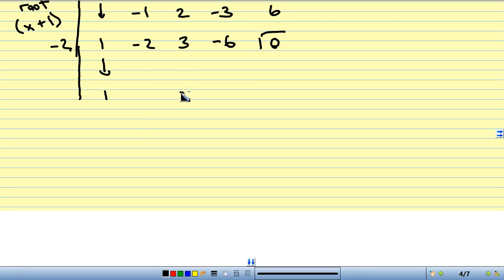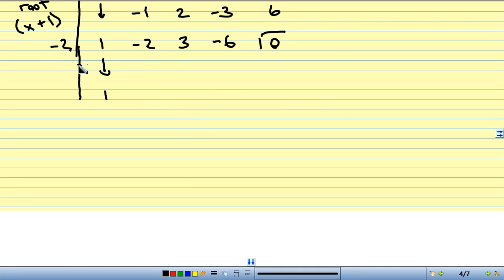So negative 2 times 1 is negative 2. So that gives me negative 4. Negative 2 times negative 4 is 8. That gives me 11. I really don't think it's negative 2. So that gives me negative 22. Yeah, no, that's not working for me.